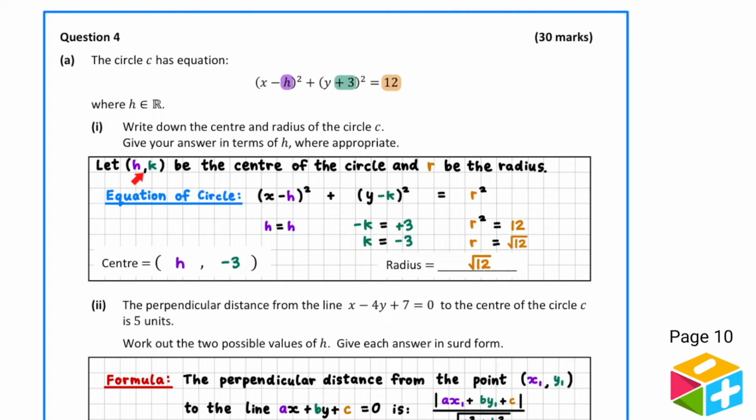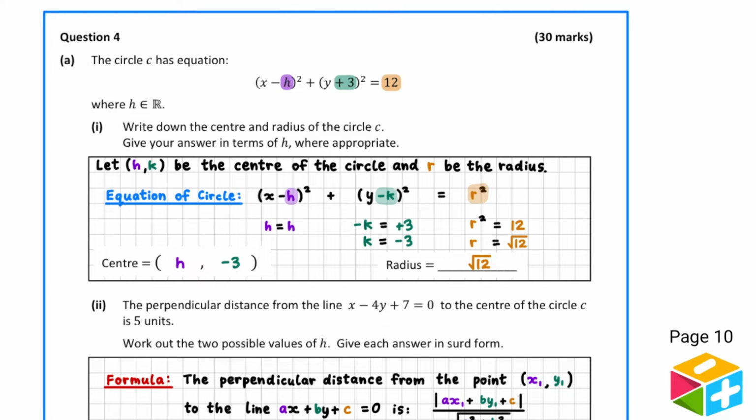If we let (h, k) be the centre of the circle and r be the radius, then the equation of the circle will be (x minus h) all squared plus (y minus k) all squared is equal to r squared. Matching this formula with the equation we were given, we have an h in the slot of the h. We have a plus 3 in the slot of the minus k. And we have a 12 in the slot of the r squared.